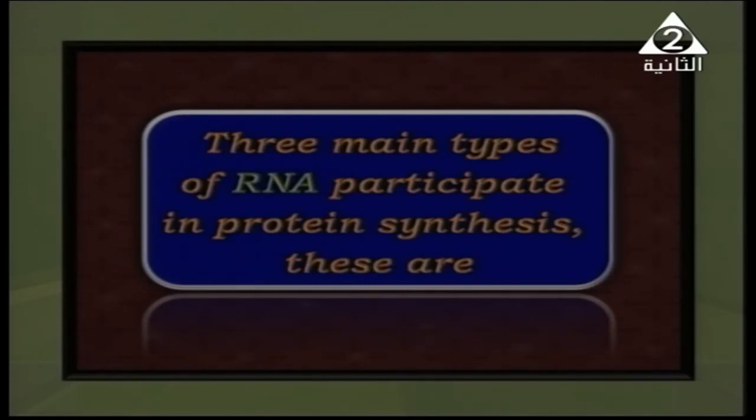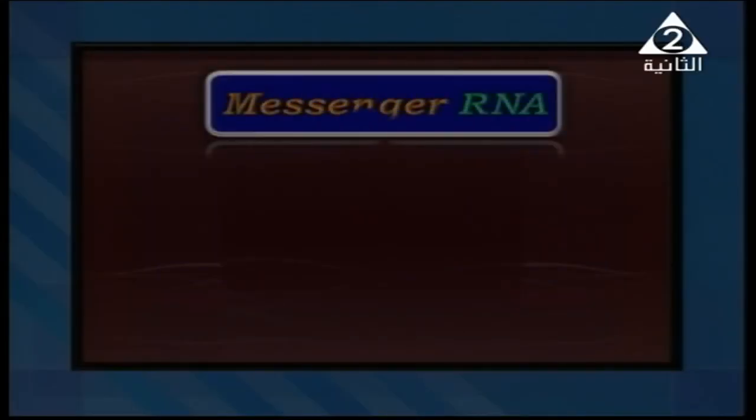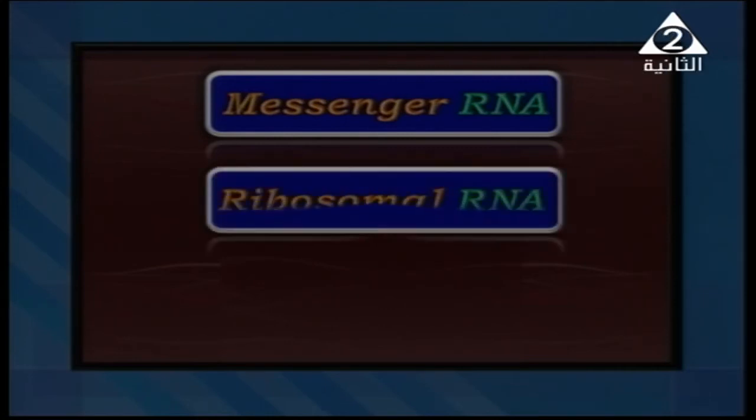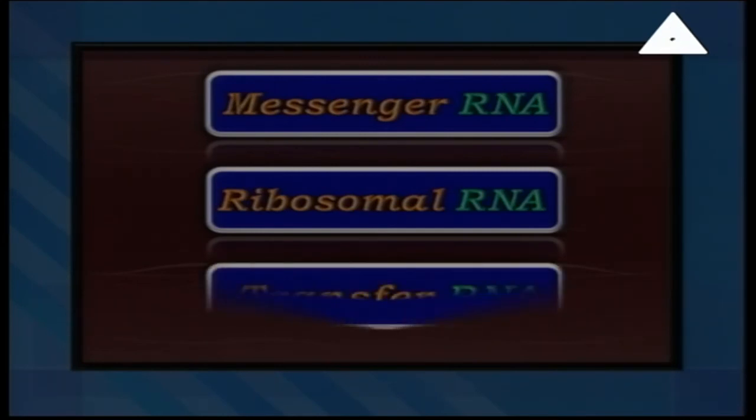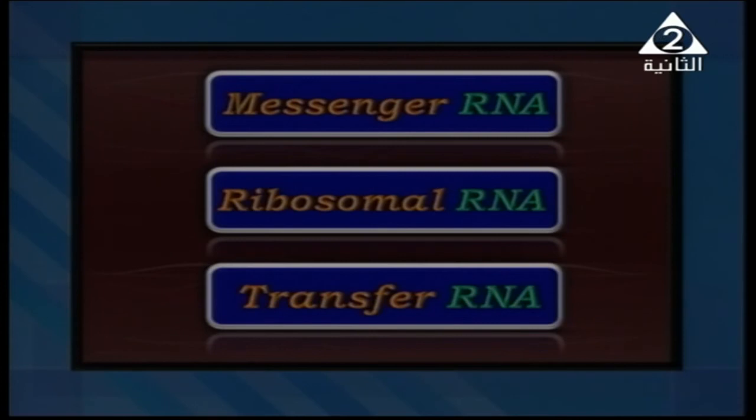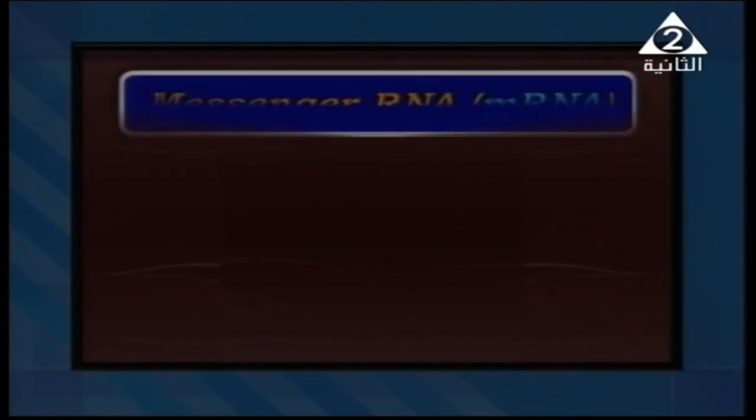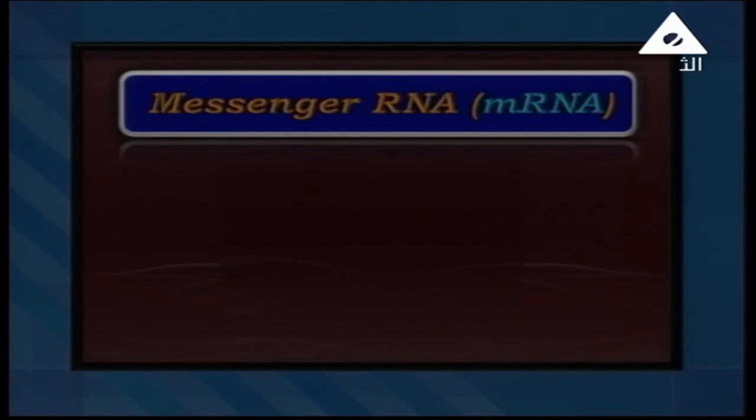The three main types of RNA that participate in protein synthesis are: number 1, messenger RNA, symbolized by mRNA. Number 2, ribosomal RNA, symbolized by rRNA. Number 3, transfer RNA, symbolized by tRNA. And we are going to know each one alone. Number 1, messenger RNA.